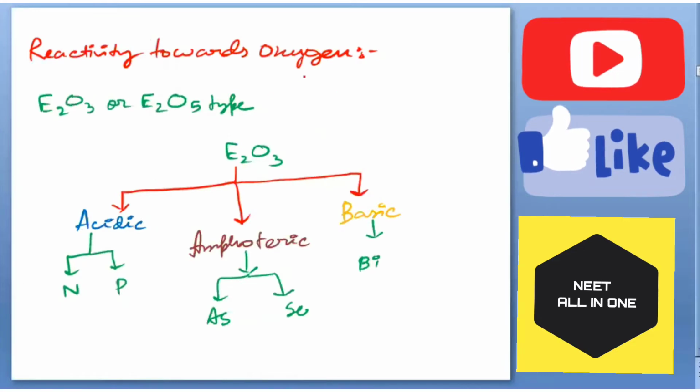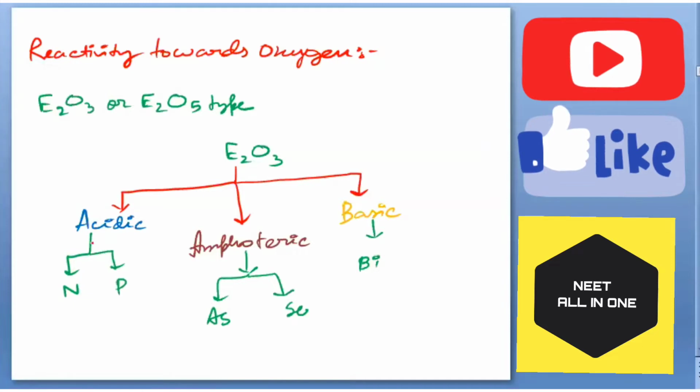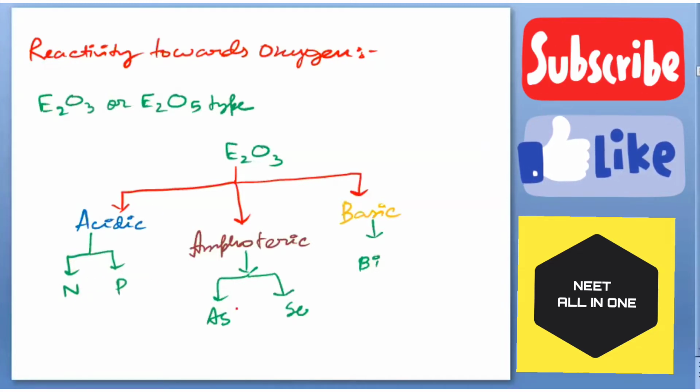Now reactivity towards oxygen, that is E2O3 or E2O5 type. In E2O3, the acidic oxides are formed by nitrogen and phosphorus. Amphoteric oxides are formed by As and Sb, and basic oxide is formed by Bi.